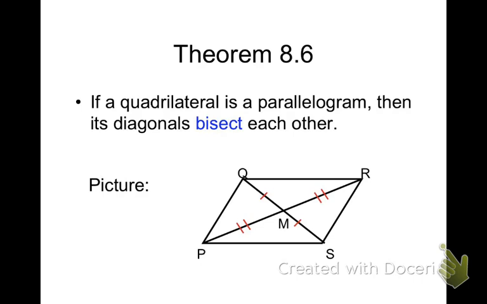So if we had quadrilateral QRSP and you sketch in the diagonal QS and you sketch in the diagonal RP, then point M, which would be in the middle, would be the midpoint of both those diagonals. So R to M would be the same distance as M to P. S to M would be the same distance as M to Q. So the diagonals will bisect each other.